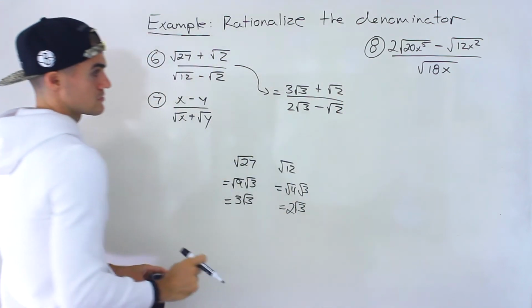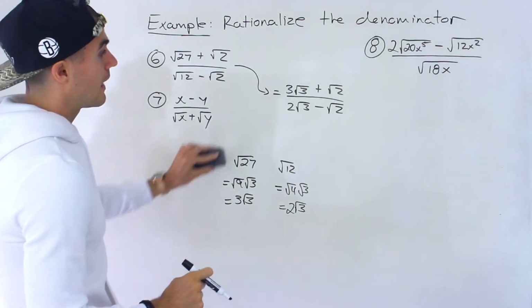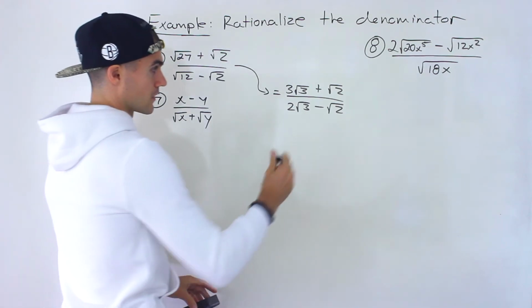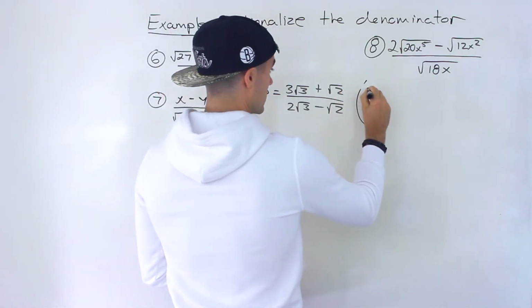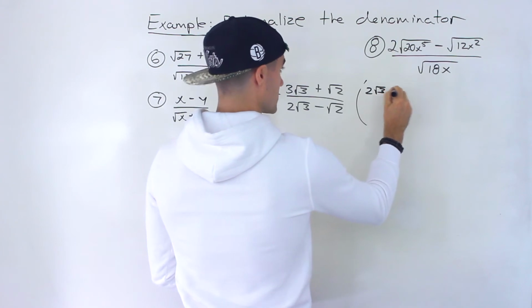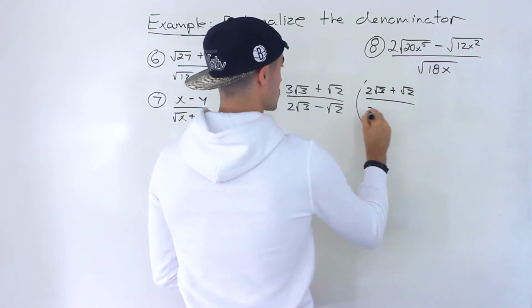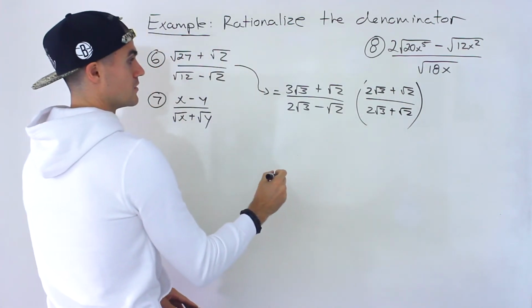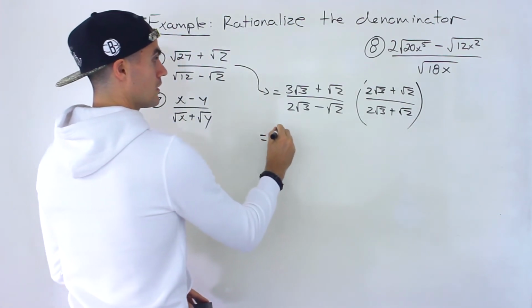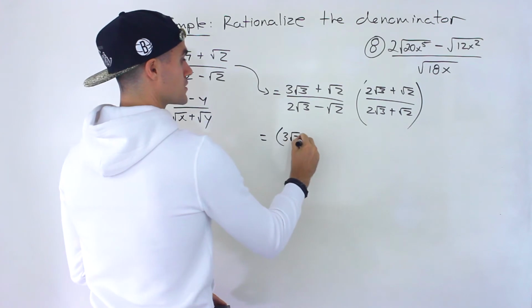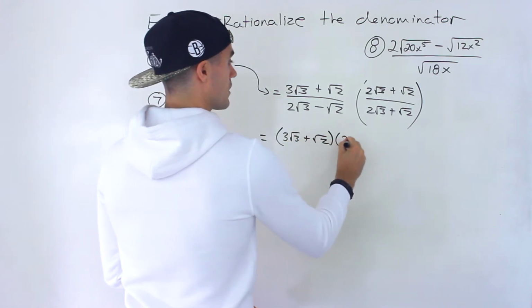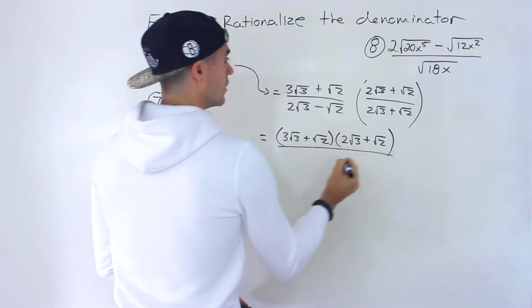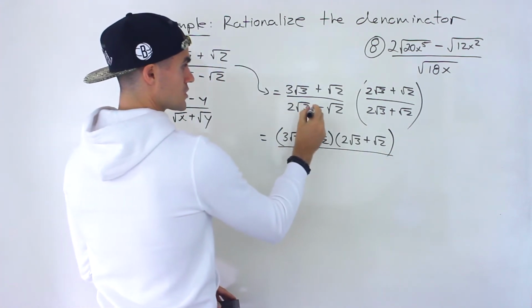Notice the root 2's don't cancel out. And then I would rationalize from here. So multiplying this by 2 root 3 plus root 2 over 2 root 3 plus root 2, like that. So what would happen here is we'd have 3 root 3 plus root 2. I'm going to keep these separate for now, but we will have to FOIL them out. Over, we could just multiply the ends here.